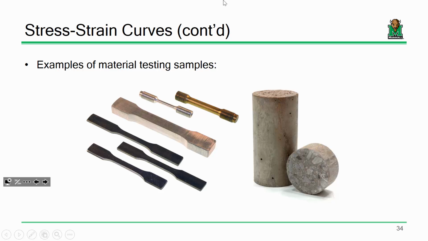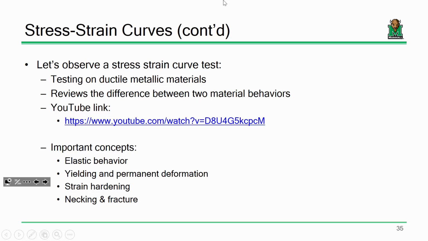Okay? So when we test concrete elements, we usually cast a concrete cylinder. They can either be 6 inches in diameter by 12 inches tall, or 4 inches in diameter by 8 inches tall. Just depends on what standard you're going off of. And take it, apply controlled force, crush it, and record its response. All right. Sound good?